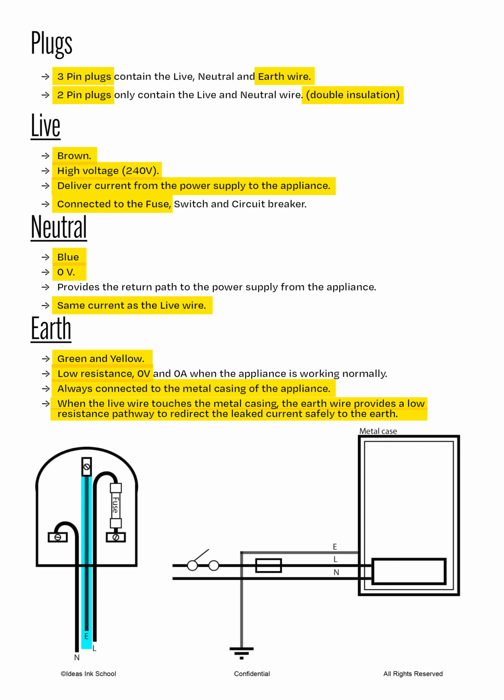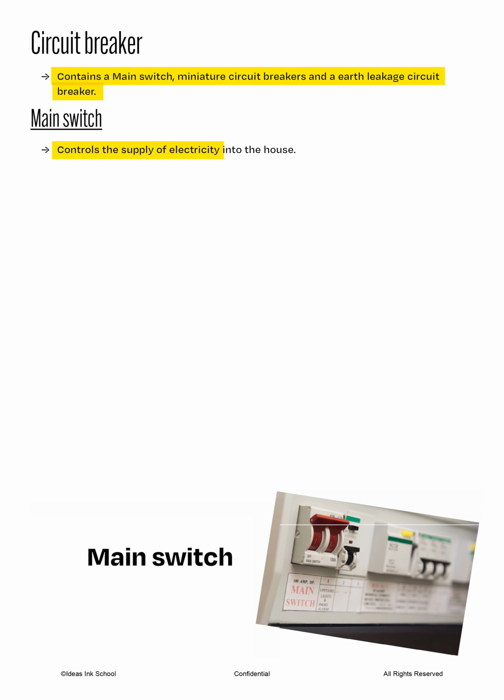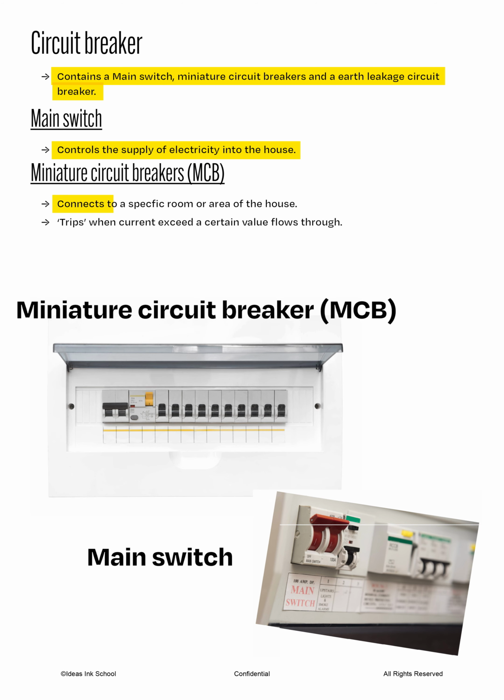Now let's discuss an important device found in all households, which is our circuit breaker. In a circuit breaker, there are 3 main components. They are the main switch, the miniature circuit breaker, and the earth leakage circuit breaker. The main switch controls the supply of electricity into the house. On the other hand, the miniature circuit breaker connects specific rooms or areas of the house to the power supply.